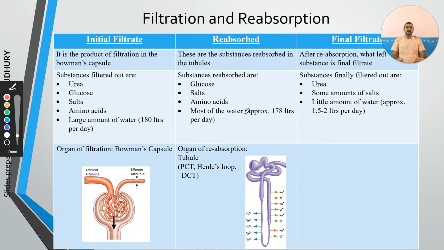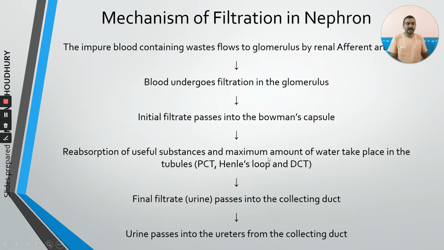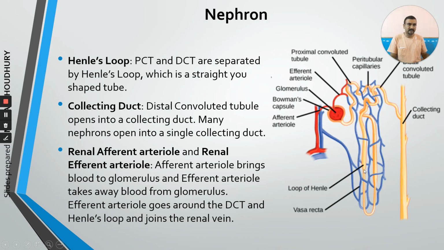Reabsorbed means what? It has come out from the blood, so it has to go back to the blood. If it has to go back to the blood, it means it has to go back to the capillaries. That is why throughout these tubules where the reabsorption takes place, we can see a lot of blood capillaries. That's why the renal efferent arteriole forms a lot of capillaries surrounding these tubules. Fine. So the things will come out of the tubules and enter into these capillaries again. Try to understand the process.